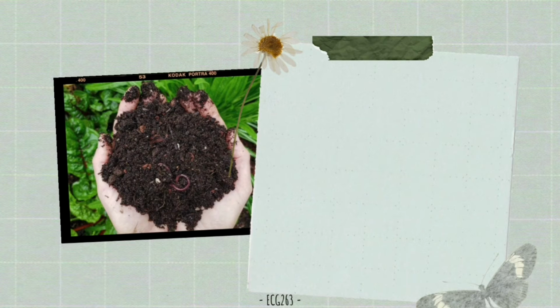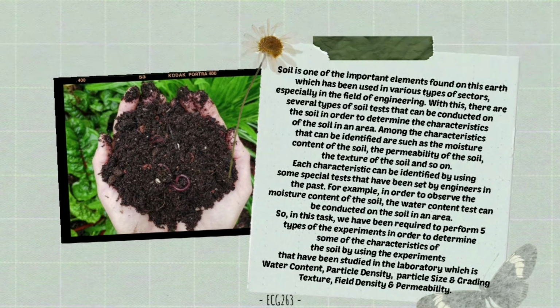Soil is one of the important elements found on this earth, which has been used in various types of sectors, especially in the field of engineering. With this, there are several types of soil tests that can be conducted on the soil in order to determine the characteristics of the soil in an area. Among the characteristics that can be identified are the moisture content of the soil, the permeability of the soil, the texture of the soil, and so on. Each characteristic can be identified by using some special tests that have been set by engineers in the past.